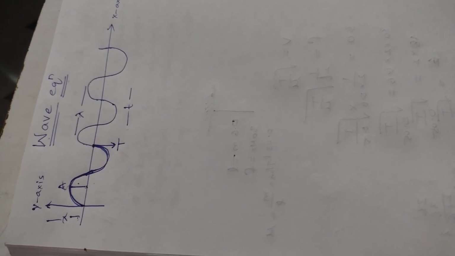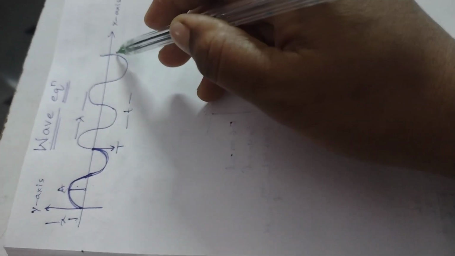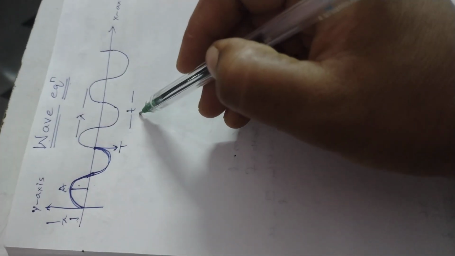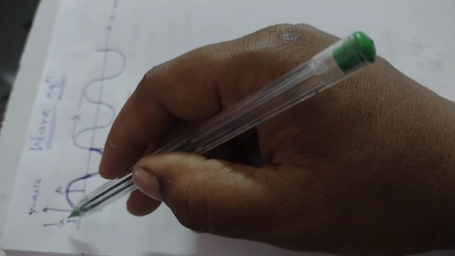The dimensions of physics. In this class, let us derive the equation of a wave. For this, let us consider a sinusoidal wave. On the x-axis, we are taking time. On the y-axis, we are taking the displacement of the particle.